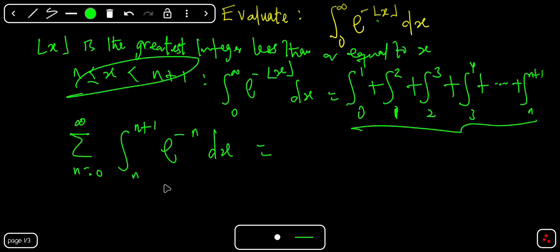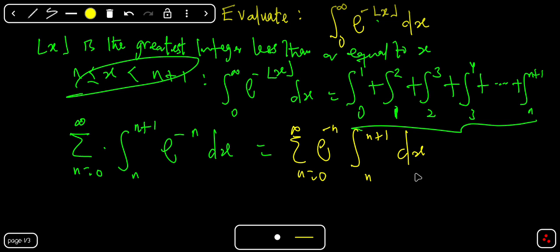So what do we notice? e raised to the power of negative n right here is a constant since it's not having x, so we can bring it out. So we bring it out, and we are going to have the sum of n from 0 to infinity of e raised to the power of minus n, times the integral from n to n plus 1 of dx.